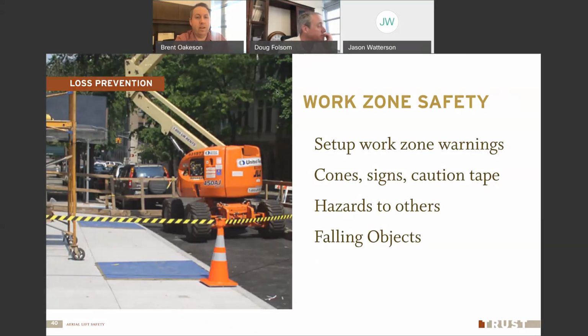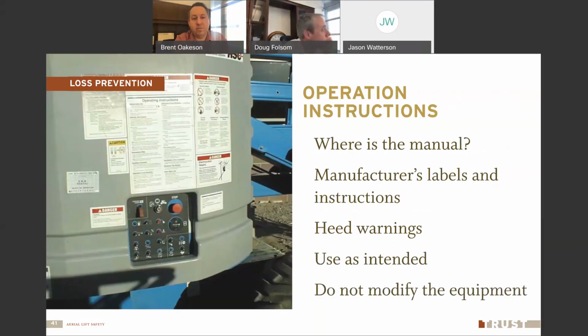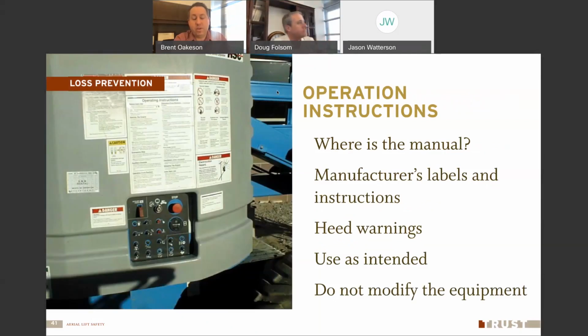As far as operating instructions, here's an example of those labels and warnings, the little instructions that will be on the side of the aerial lifts. Make sure those are all in good shape and legible. And you want to make sure you follow those. If they give certain guidance of danger or caution, make sure you understand what they say. Make sure you're not exceeding things and using that equipment in a way that it shouldn't be.